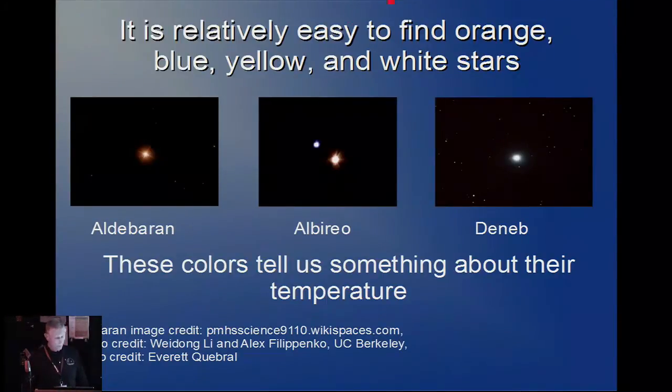And this middle one is a double star. This is Albireo, in the constellation Cygnus. It's just very pretty to look at through a telescope. But these colors give you an indication of the temperature of the star. The hottest star is the blue one, and the coolest star is the orange one.